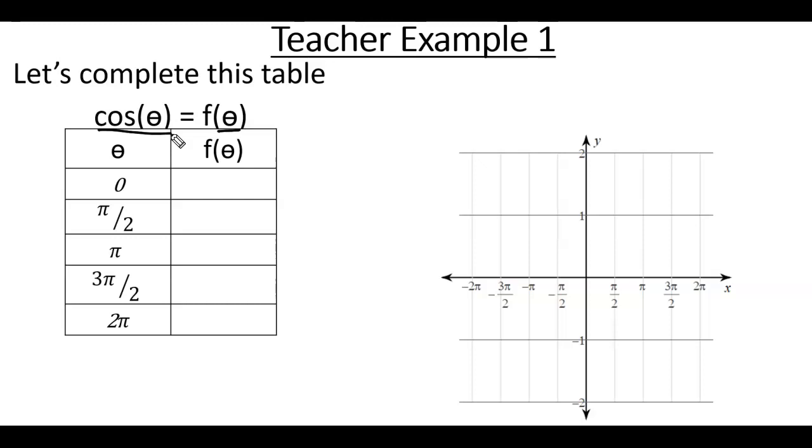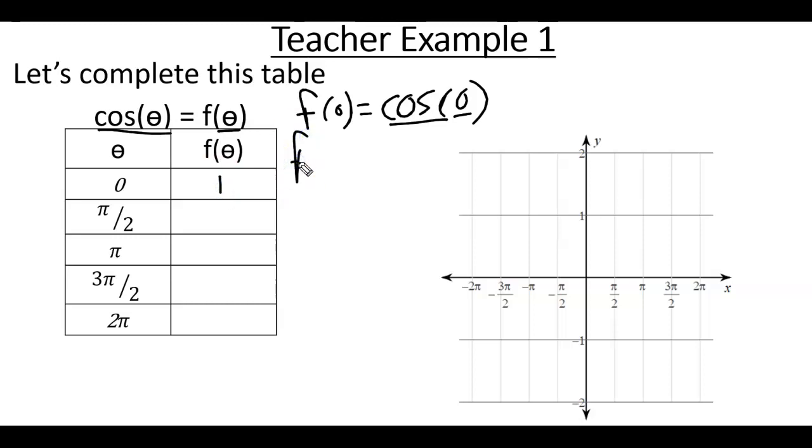Hopefully you guys would be able to tell me what these things are. If I want to find f of 0, that means I'm going to plug 0 into cosine. If I did that, you'd think of your unit circle. You'd find where the radian 0 is on your unit circle and find the cosine value, which is the x value. What is the x value at the radian 0? The answer is 1. And we're going to keep doing that process.